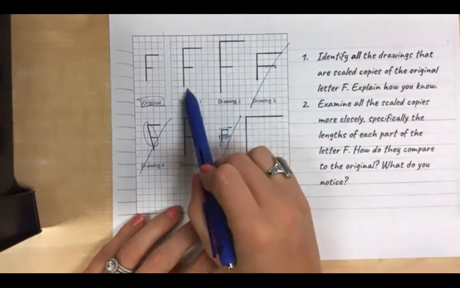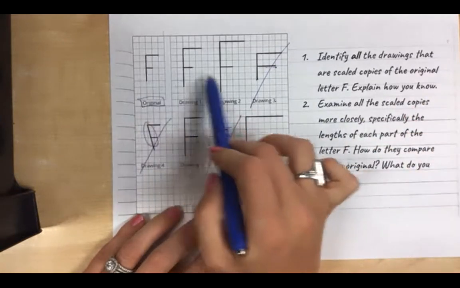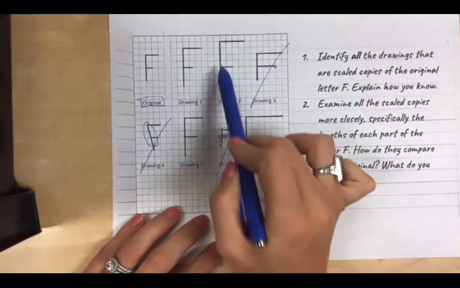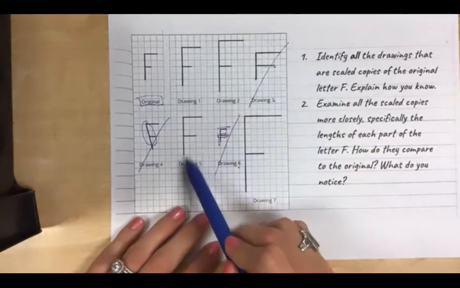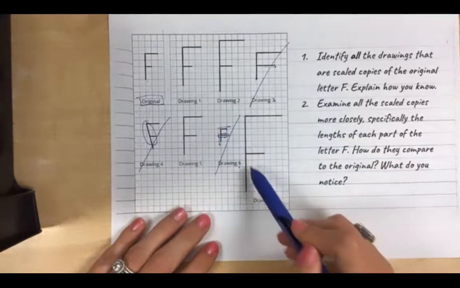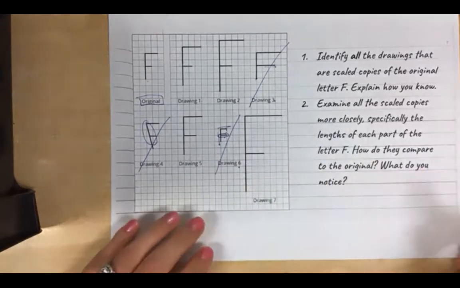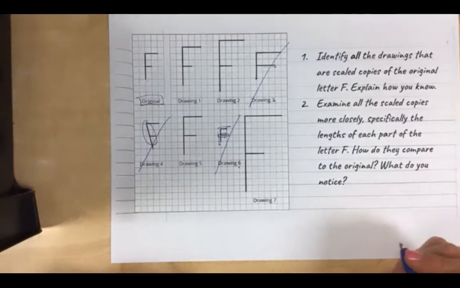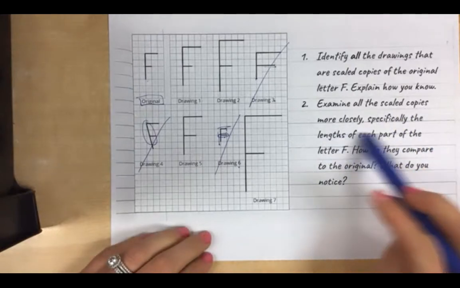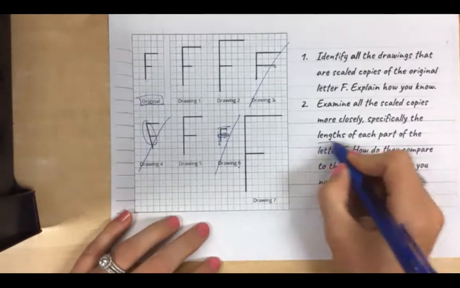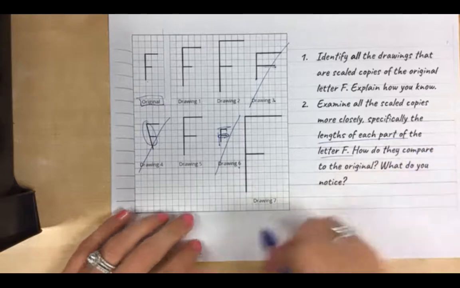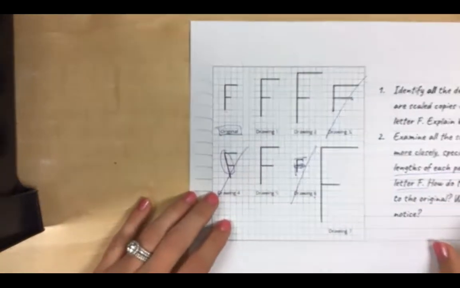They look the same. They seem to have gotten bigger. 2, they look the same and seem to have gotten bigger. 5, they look the same and seem to have gotten bigger. And 7, they look the same and seem to have gotten bigger. So let's talk about them and examine them more closely. We're going to look at the length of each part of the letter F. So walk with me here.